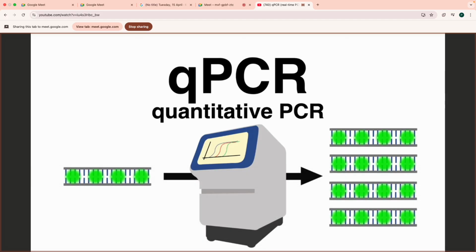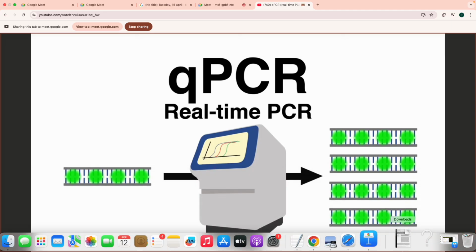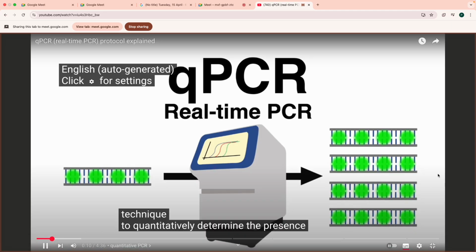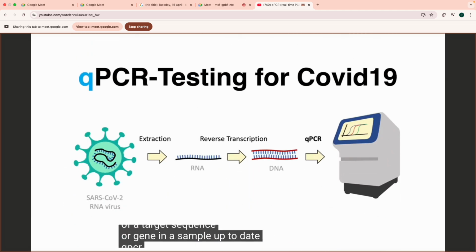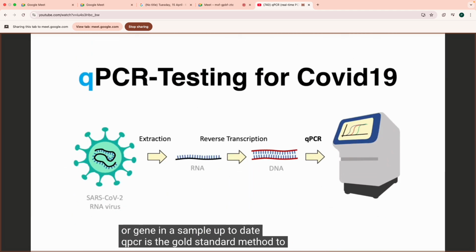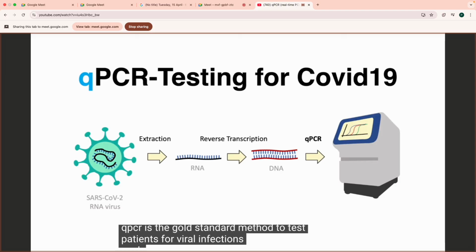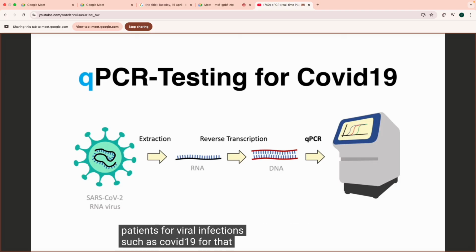qPCR, quantitative PCR, or real-time PCR is an effective technique to quantitatively determine the presence of a target sequence or gene in a sample. Up to date, qPCR is the gold standard method to test patients for viral infections such as COVID-19. For that, a swab is taken which may contain viral material. The RNA is extracted and reverse transcribed into DNA. The DNA can then be analyzed with qPCR in a light cycler.